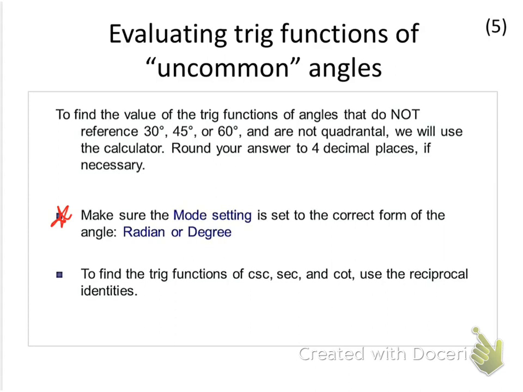And then to find the trig functions of your reciprocals, cosecant, secant, and cotangent, we need to use the reciprocal identity. So cosecant would be 1 divided by sine. Secant would be 1 divided by cosine, and cotangent would be 1 divided by tangent. So just a couple things to keep in mind as we're heading along here.